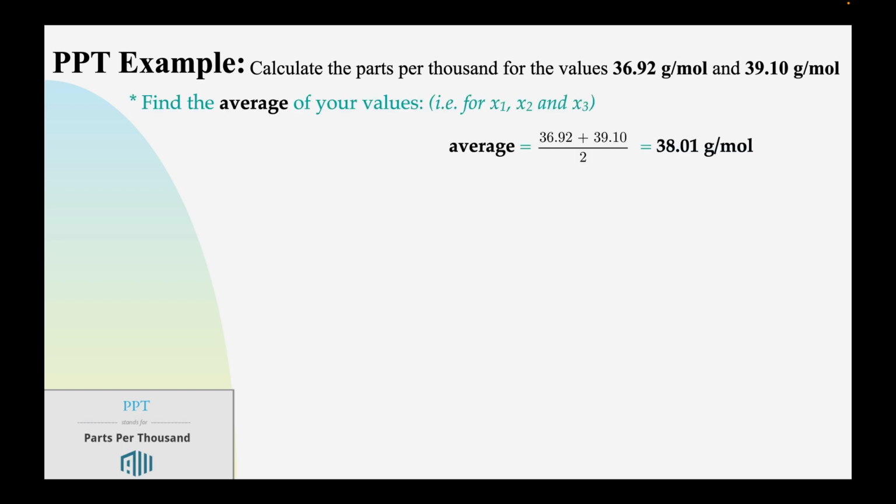So like before, you want to first find the average of your numbers. So add up 36.92 plus 39.10, divide by 2, you get 38.01.